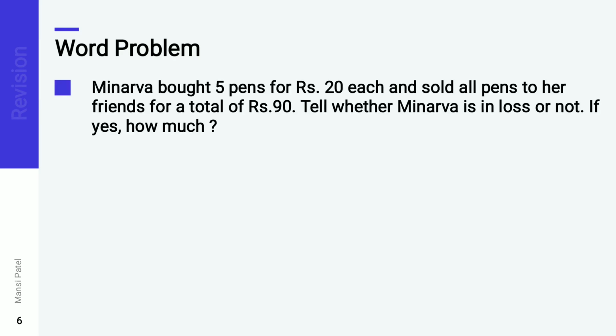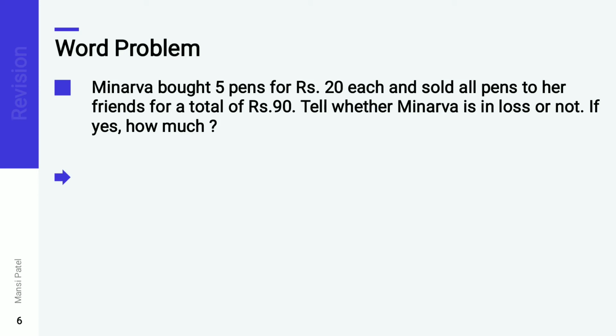Now let us see one more word problem. Minerva bought 5 pens for rupees 20 each, meaning the cost of one pen is rupees 20. How many did Minerva buy? 5 pens. And after that she sold all the pens to her friend for rupees 90. Tell whether Minerva is in loss or not. If yes, then how much?